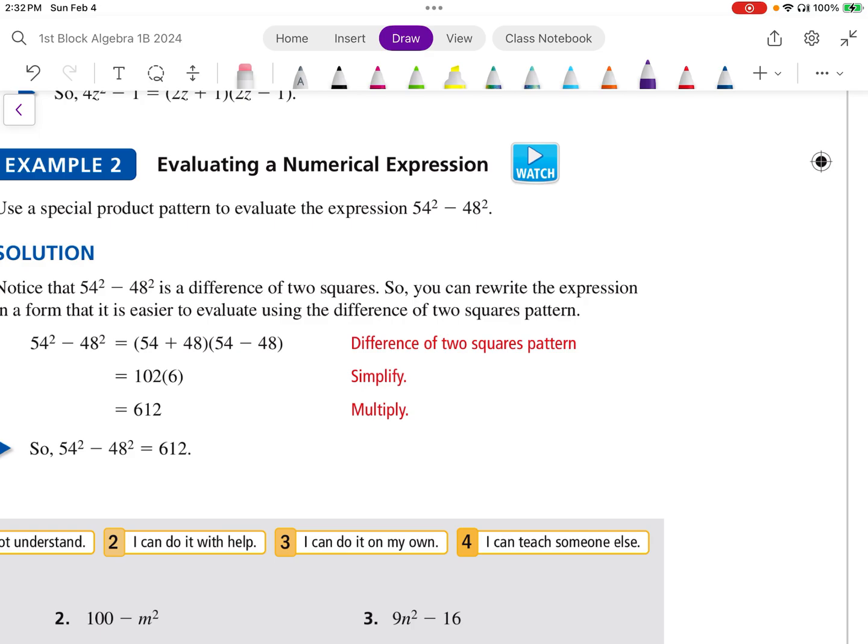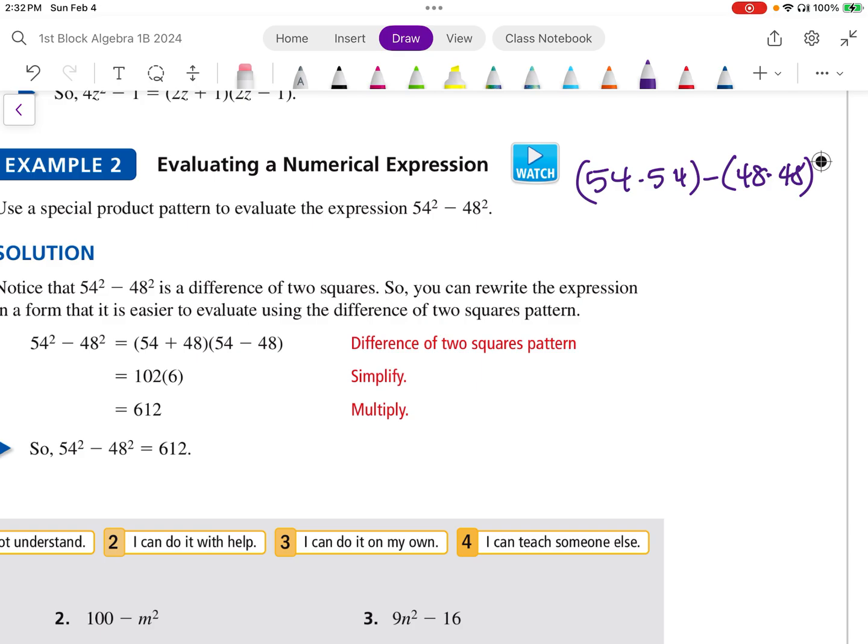If you didn't have a calculator in front of you, you would have to do 54 times 54 and then subtract 48 times 48. And that would be a lot of work. So this same thing will work with just numbers, no variables.